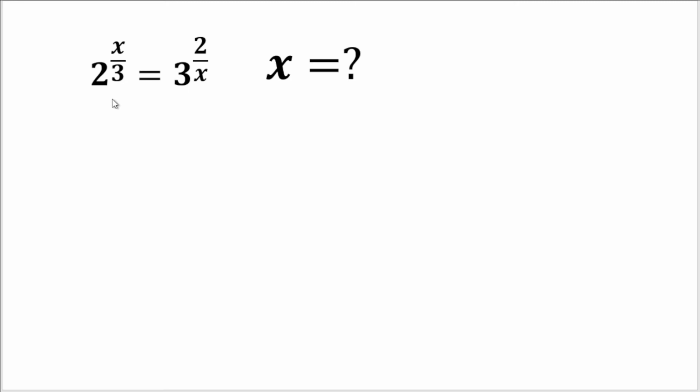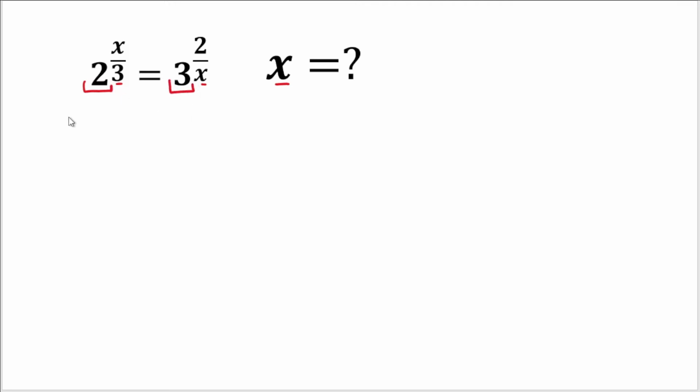Hello friends, what is the best method to solve this exponential problem? We have here 2 raised to the power x divided by 3, equal to 3 raised to the power 2 divided by x. Then we'll have to find the value of x. Now if you look, we have an exponential of 2, and on the right hand side we have 3.